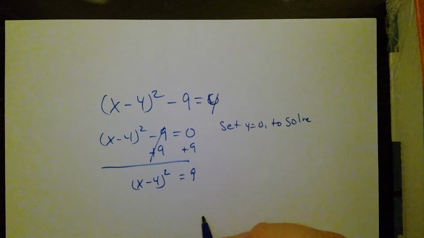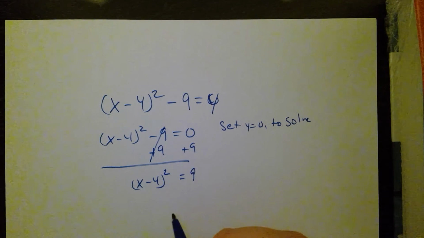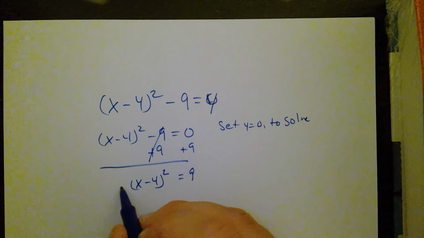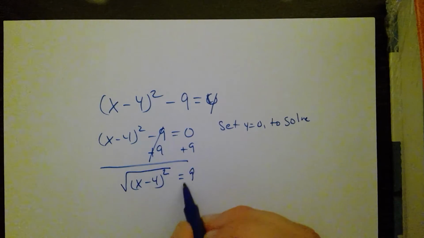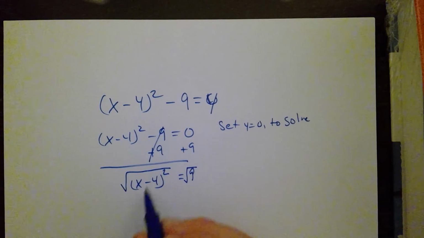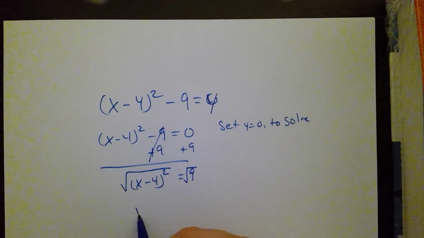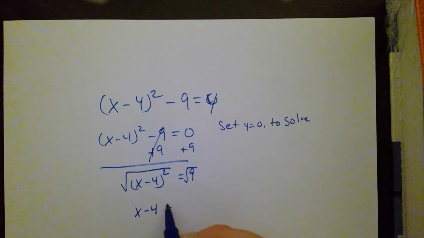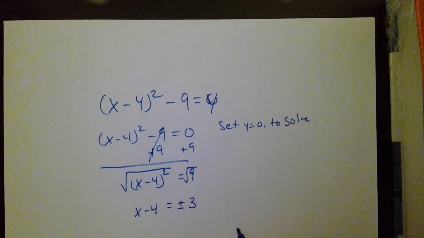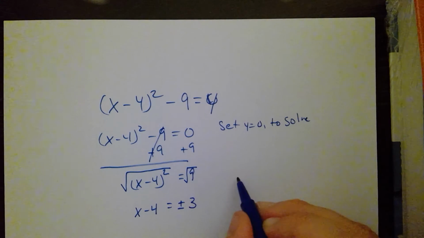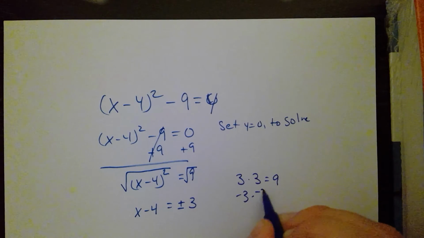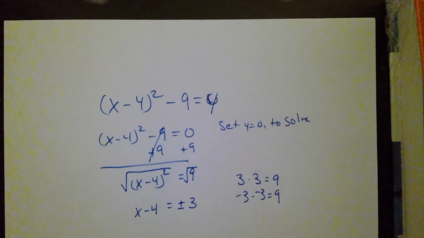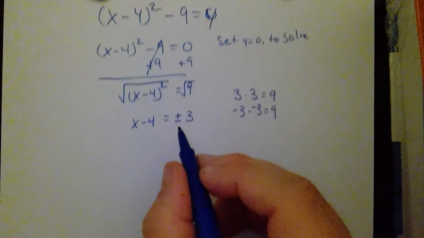Now this is where we get to some of the tricky part. We have to be thinking here. We have to do the opposite of squaring a number, which is the square root. So we square root the left, we square root the right. So the square root of x minus 4 squared is, that's simple, x minus 4 equals plus or minus 3. Here's why: 3 times 3 equals 9, and negative 3 times negative 3 equals 9. We must have both of those numbers.